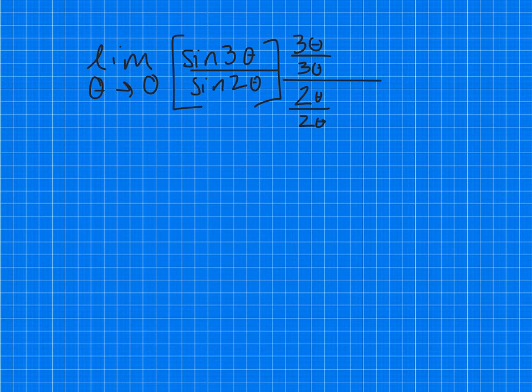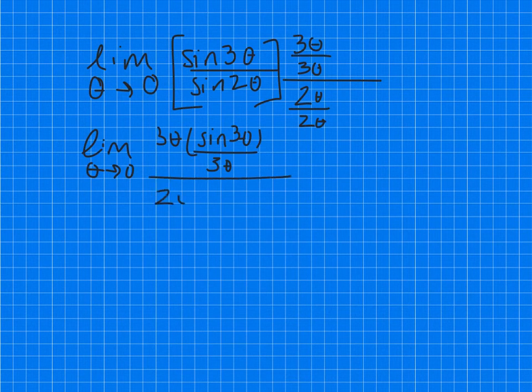So when you do that, you are getting the limit as theta approaches 0 for sine 3 theta over 3 theta, times 3 theta over 2 theta times the sine of 2 theta over 2 theta. Okay, and you don't actually have to write it out like that. I'm just showing you so you can see where I'm getting stuff.